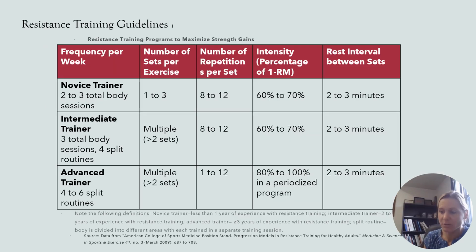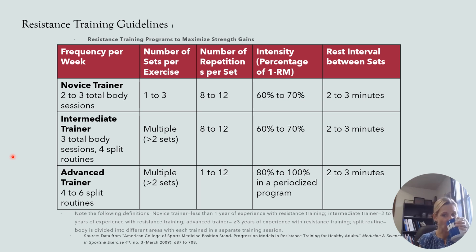This is nice. This shows us a little bit about the resistance training guidelines based on the type of athlete that we're working with. If we're working with a novice exerciser, we should shoot for 2 to 3 total body sessions per week, and we can do 1 to 3 sets per exercise. Again, I would start with 1 set so that we can teach these different skills, these different movements. We can do 8 to 12 reps, 60 to 70% intensity with rest intervals of 2 to 3 minutes.